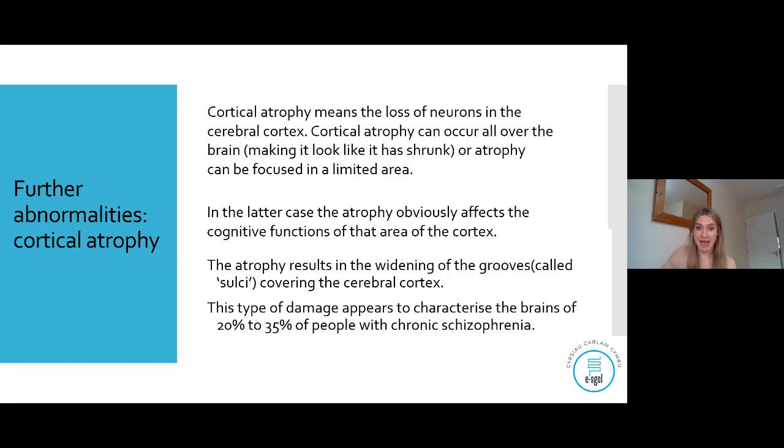They die, they decay. Cortical atrophy can occur all over the brain, and it makes it look as though the brain has shrunk because obviously we've lost those neurons. Or the atrophy can be focused in a limited area. So you can have posterior cortical atrophy, which means at the back of your brain, or anterior cortical atrophy, which means the front of your brain. So it can be all over, front or back, or in a specific area. In the latter case, the atrophy obviously affects the cognitive function of that area of the cortex.